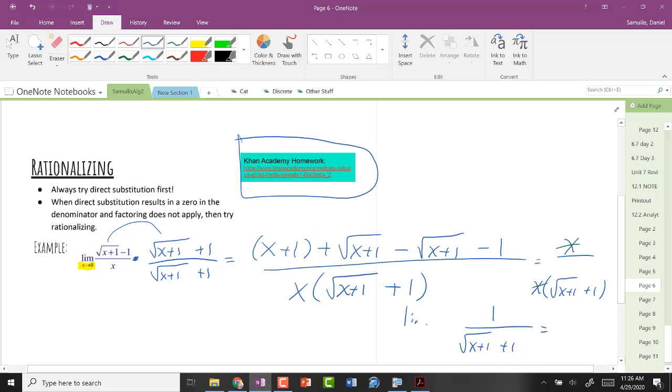Now will direct substitution work? Now can we take the limit as x approaches 0 of this function? Yes, we can. 1 over 0 plus 1 is 1, square root of 1 is 1, so we end up with a limit of a half by plugging in 0 for my x. So 0 goes in for the x to get me a half.